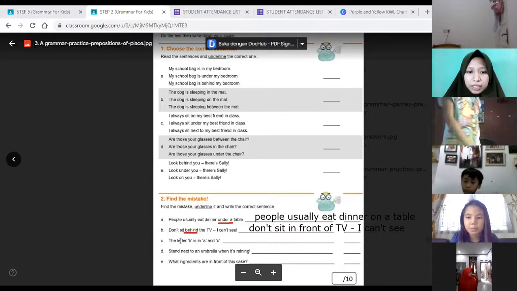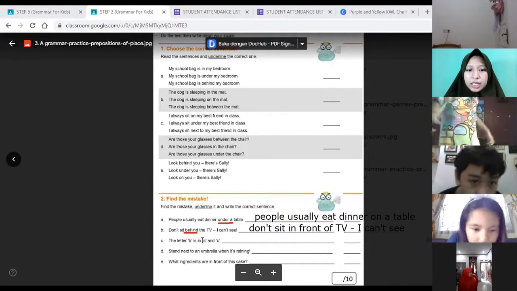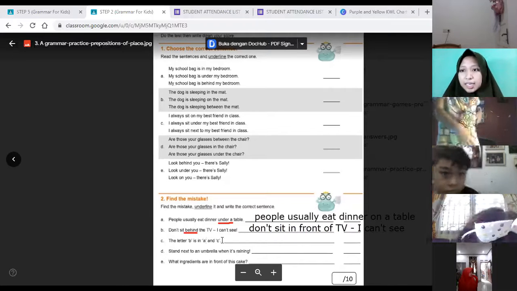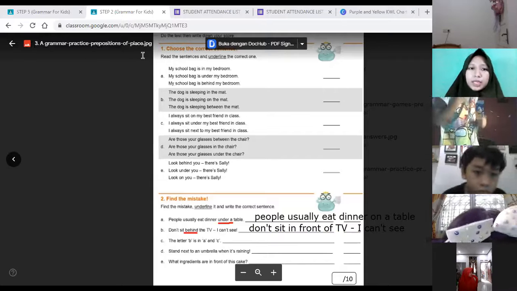The letter B is in A and C. What is the mistake?